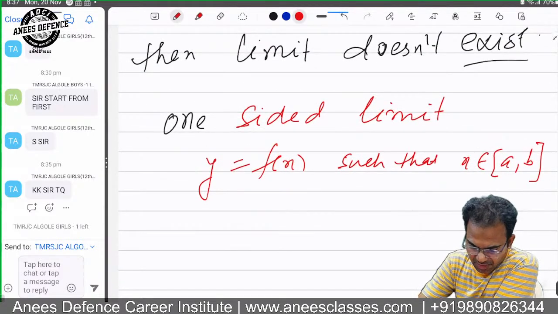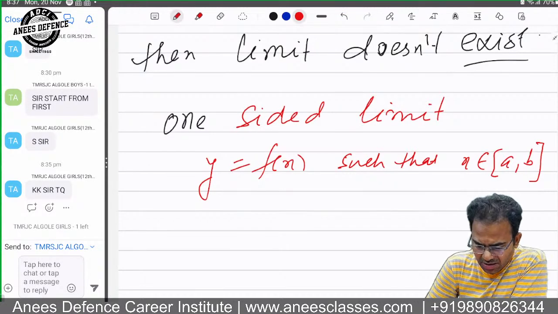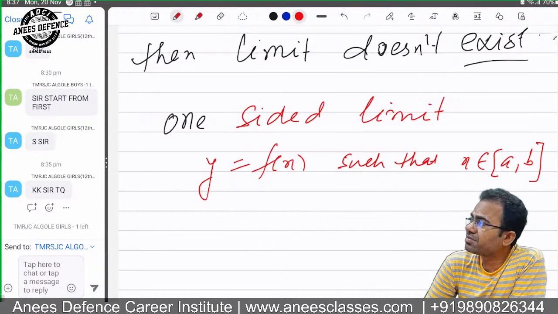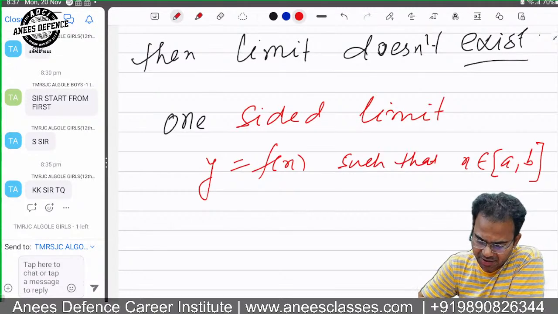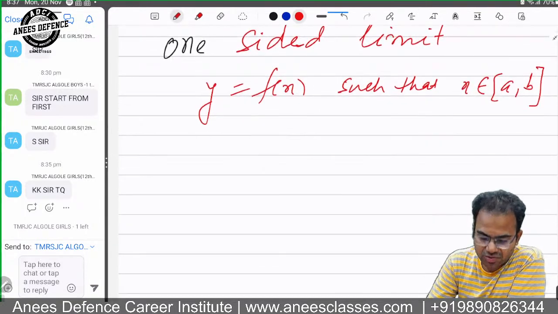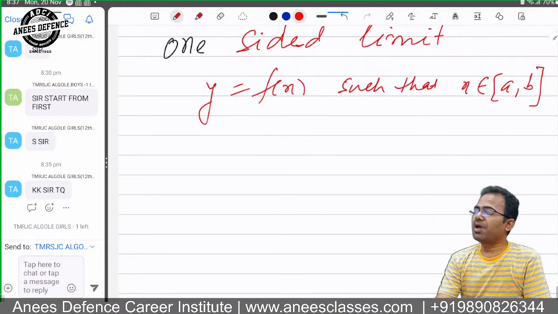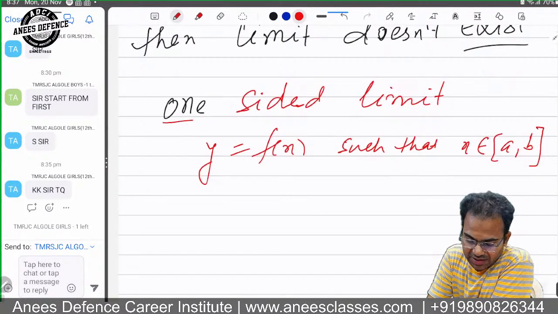Boys, I will take some further parts. The part you left, I will share with Aman sir. Aman sir will explain it to you. Okay, right? Because some students are getting bored, like the girls are getting bored. So I will share the PDF with Aman sir. One-sided limits.